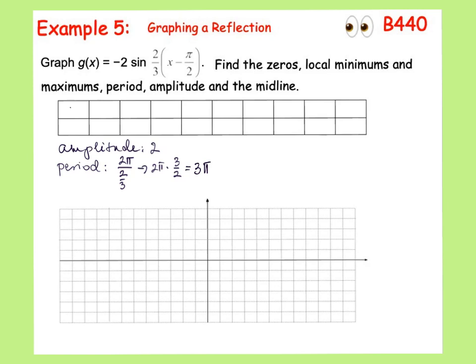So we are going to have x and y, and we'll have 3 pi at the end and negative 3 pi at the other end, and then we are going to have 0 in the middle in our table.